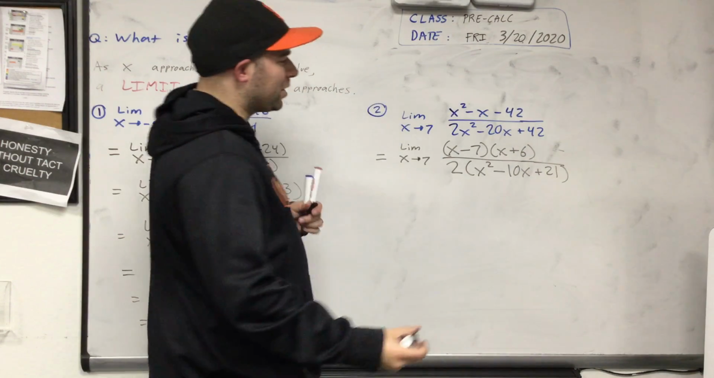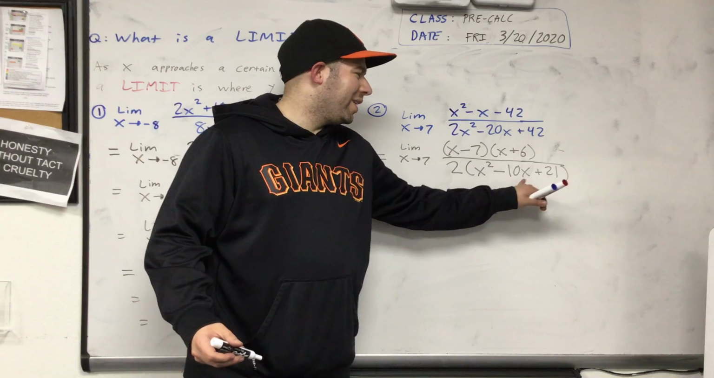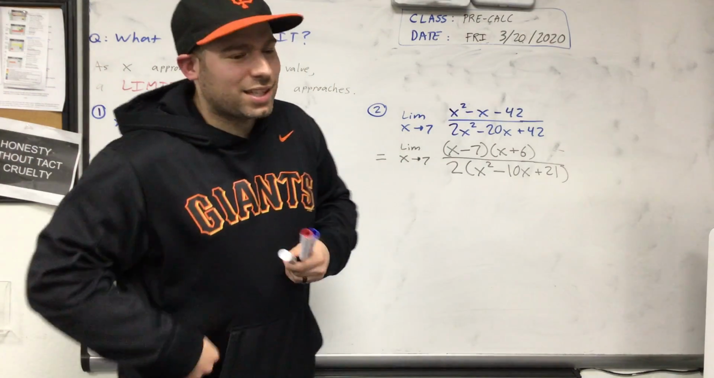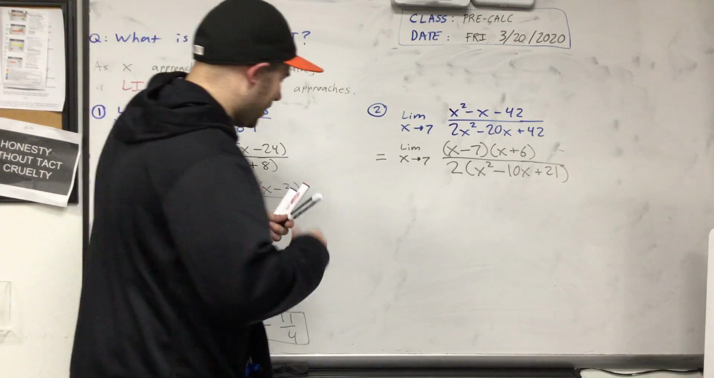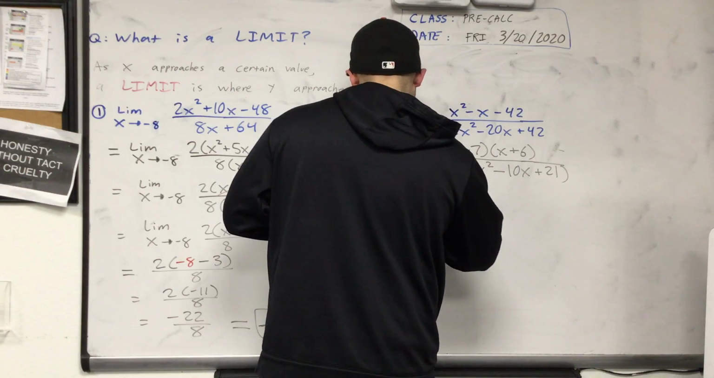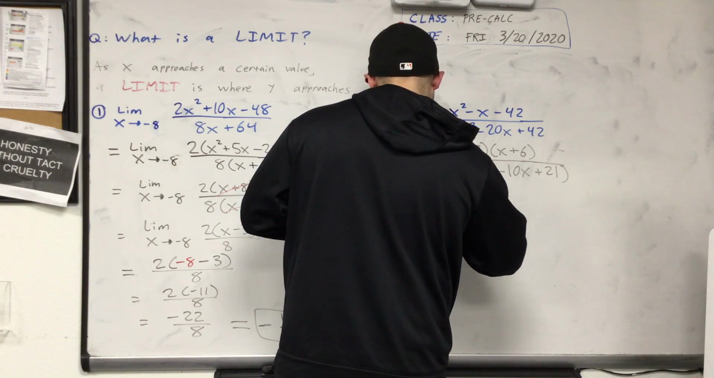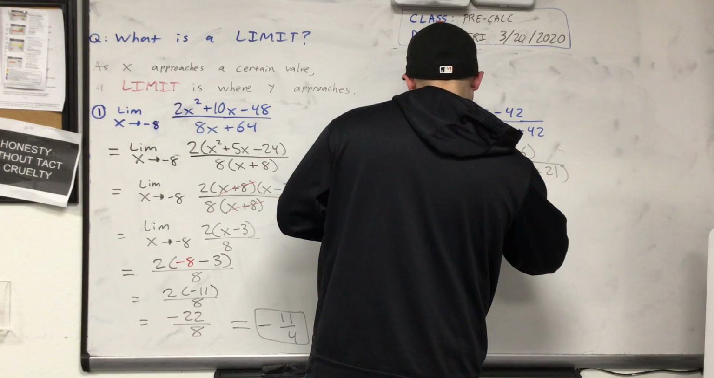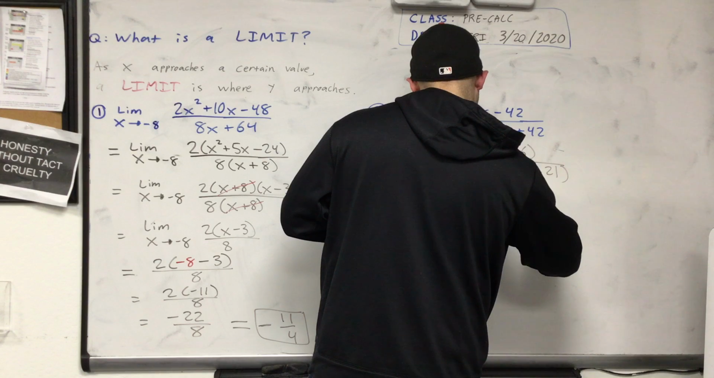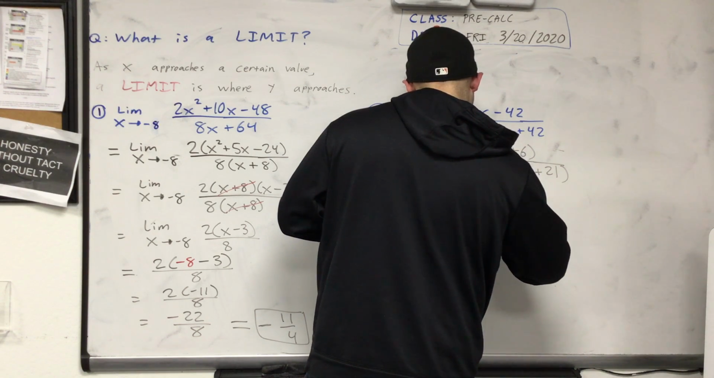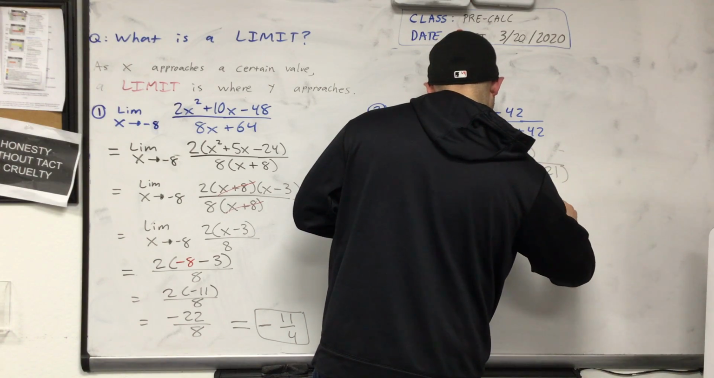I'm still not done factoring because I can factor that quadratic trinomial. What two numbers multiply to 21 and add to negative 10? That's going to be negative 3 and negative 7. So this is the limit as x approaches 7 of (x minus 7)(x plus 6) over 2(x minus 7)(x minus 3).